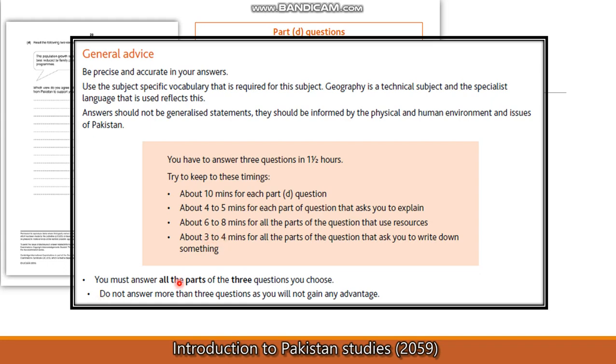You must answer all the parts of the 3 questions you choose. Do not answer more than 3 questions, as you will not gain any advantage. For example, do not attempt any extra questions. Once you have completed your 3 questions, you can leave the exam hall. There is no need, and no marks will be given to you for an extra question.